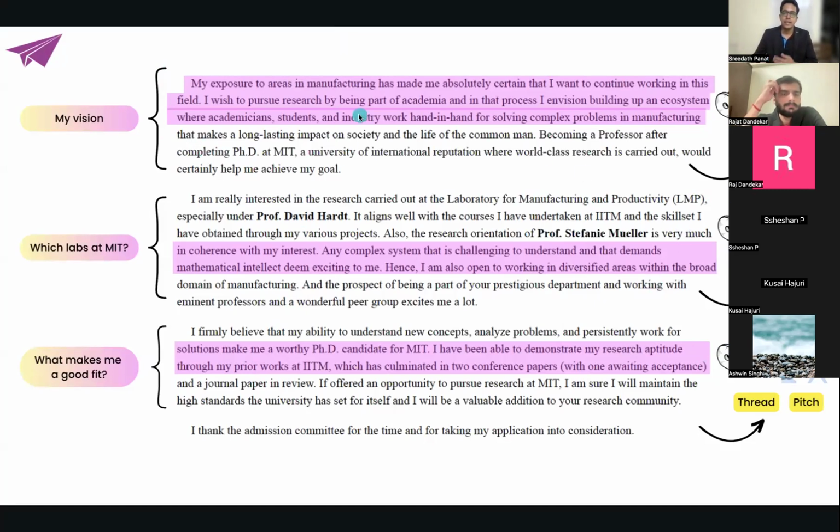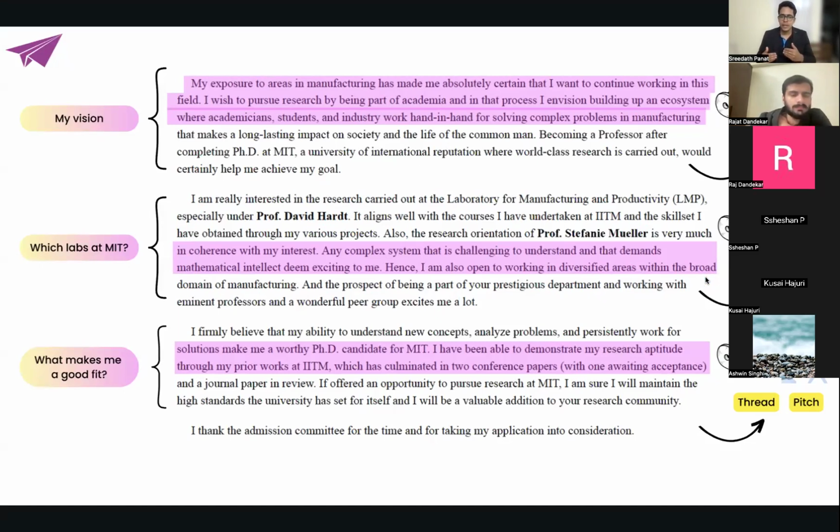So here I mentioned that my vision is to create an ecosystem where industry and academia work hand in hand for solving complex challenges in the manufacturing domain. And why does it make sense? It's because it's coming from my own experience. In the previous paragraph, I had mentioned my master's thesis project, which was directly related to an industrial plus academic collaboration. And then I spent one small paragraph mentioning the professors whom I was interested to work with. And if you remember from my first paragraph, these two professors were working directly in computational fabrication and manufacturing process control. So that was one reason why I mentioned that as my specific interest.